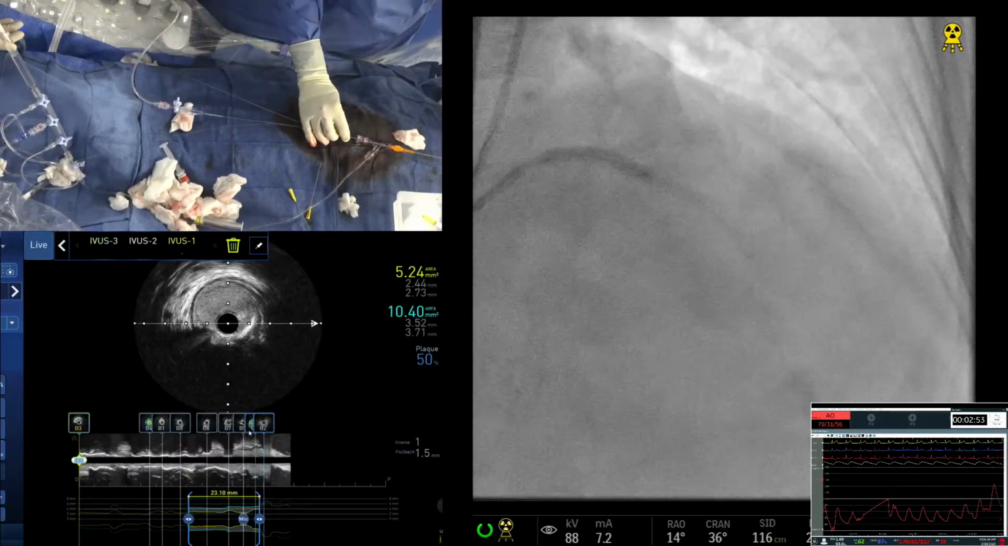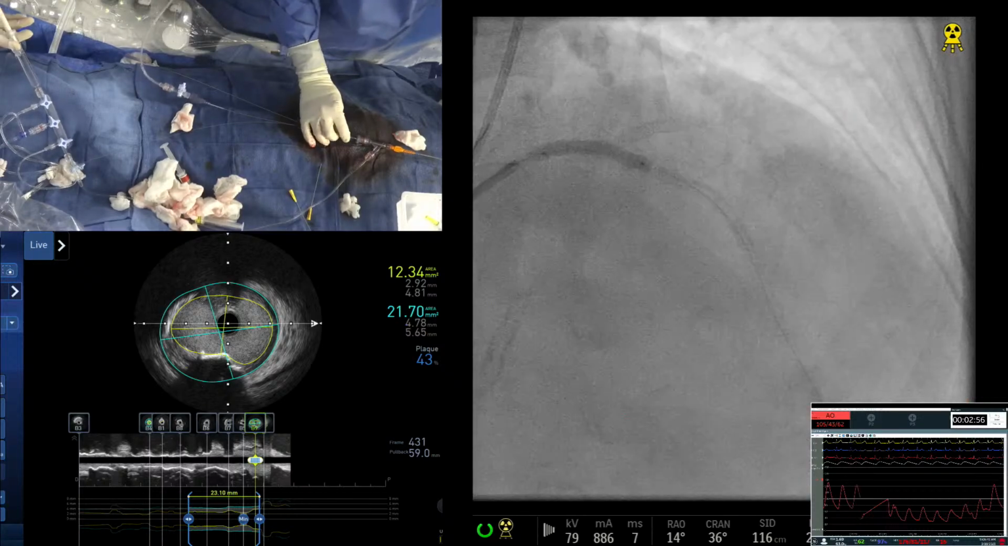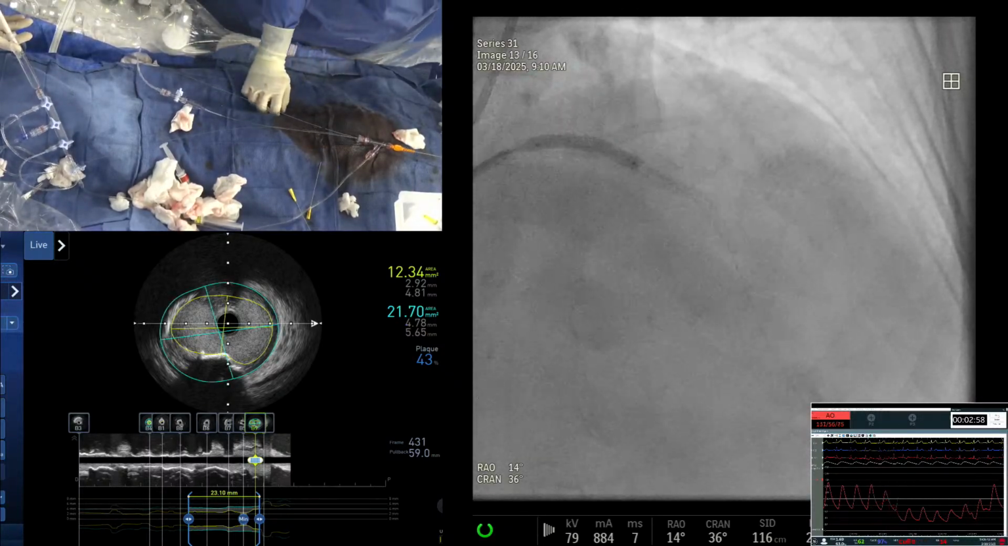Remarkable case for all of you: how to keep modifying the strategies, having all the options, all image guided. Yeah, go up.